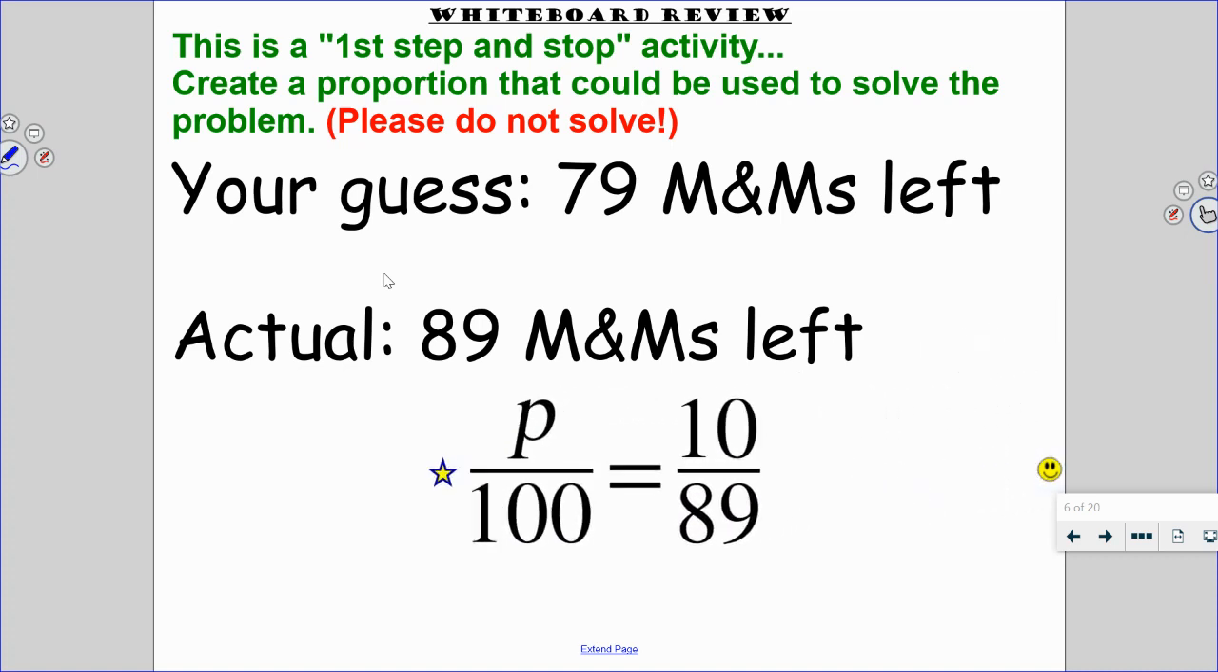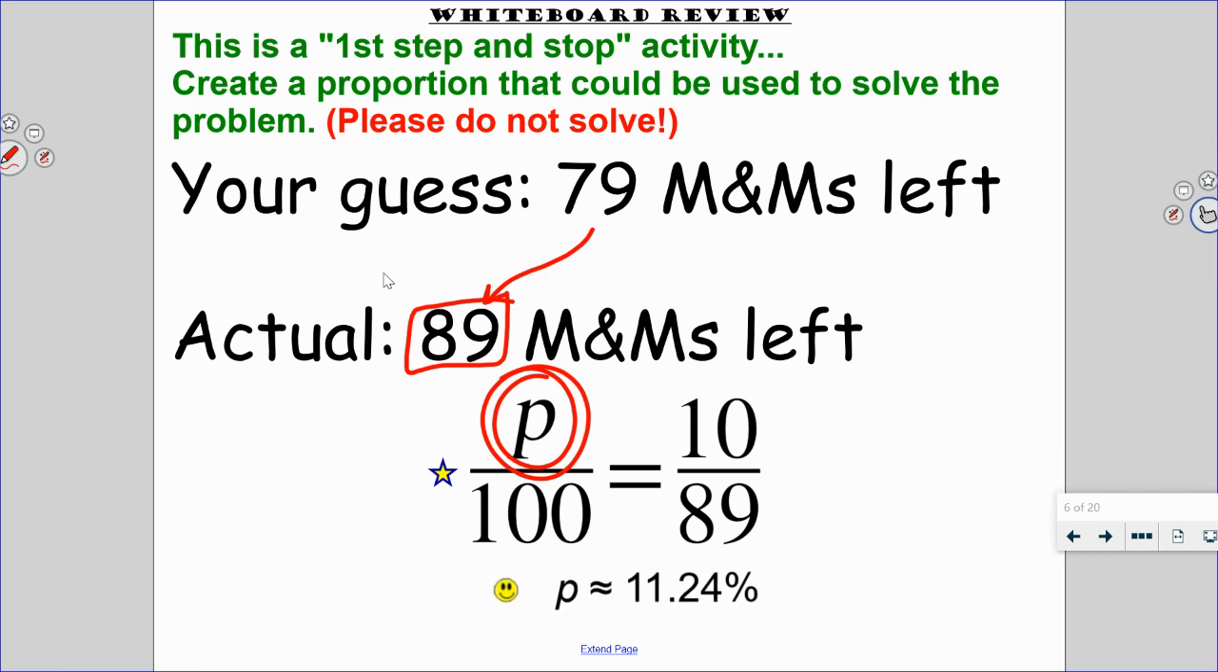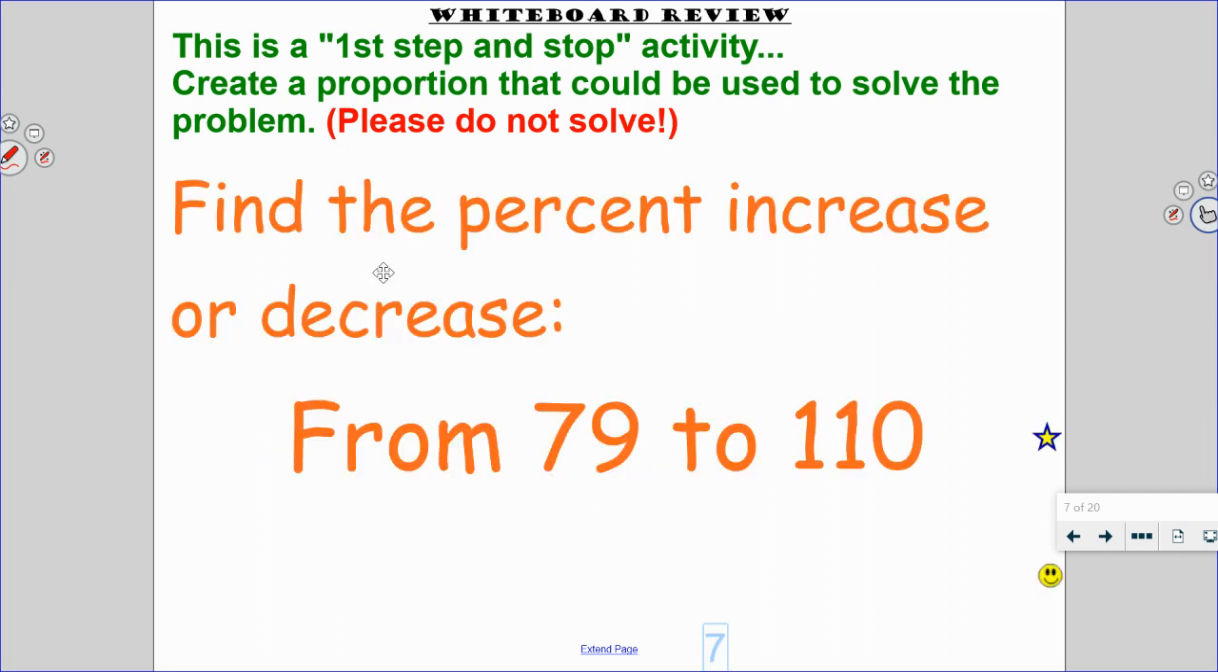Naturally, any question that asks for percent, the missing piece is compared with 100. Meanwhile, how much are we off? 79. But notice the exact amount, 10 is how much we're off. The exact amount is 89, so we compare 10 to 89. Pause if you wish, solve, come on back when you're ready. And if you found the percent would be approximate because it does go on for a long time. So 11 and 24/100% is your percentage of error, which is, it's a pretty close guess for all those M&Ms. Onward we go, pause, come on back.